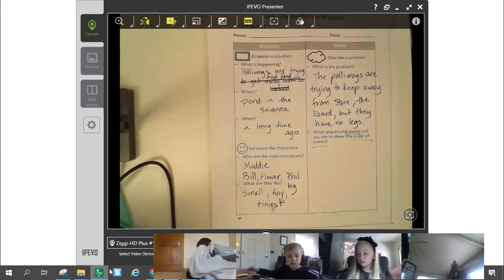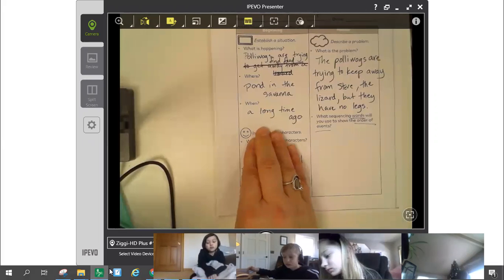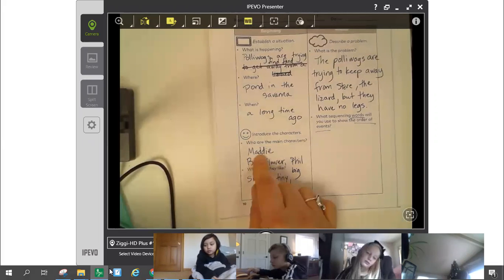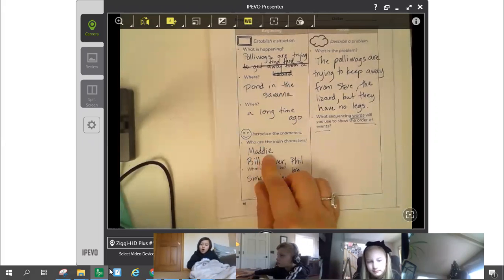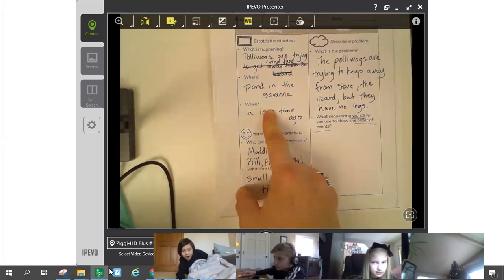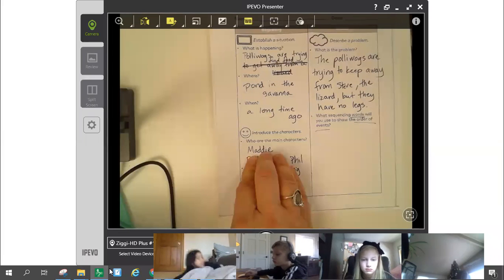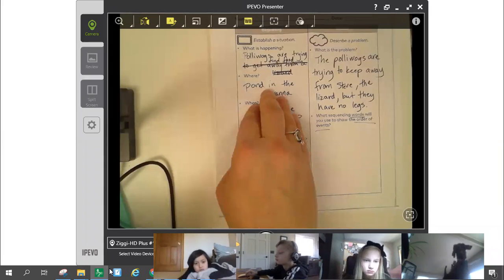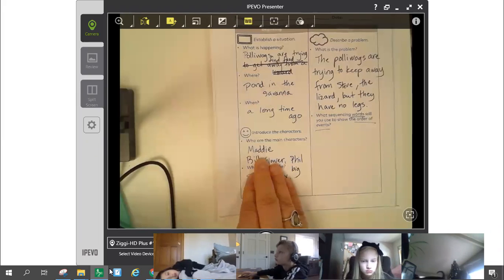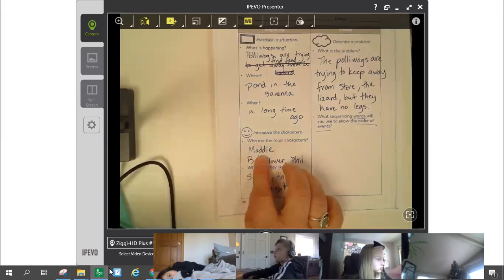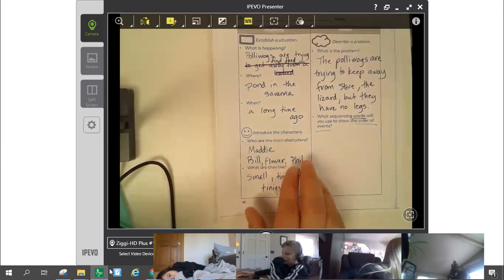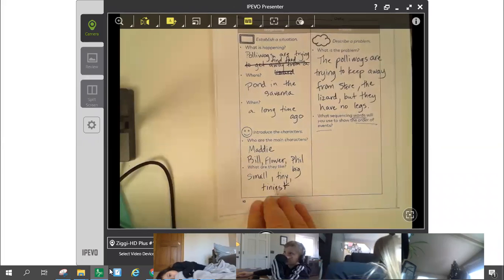Then here we have our second section. In this section, we already used Maddie a little bit here, okay? And that's okay. Maddie can come in on the first page as well, the main character. So your main character might come in on the first page, or you might wait for the second page. It might work better over here. But introducing the characters, who are the main ones? Maddie, Bill, Flower, and Phil. You all have ones on page 18. You're the characters you came up with.